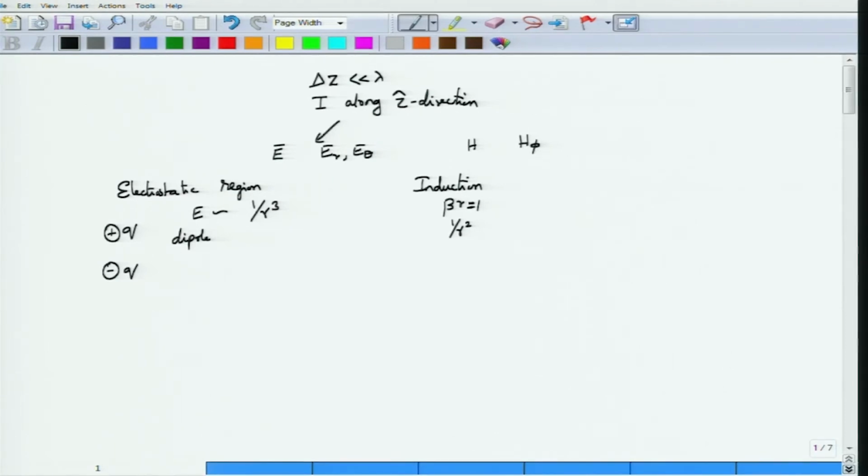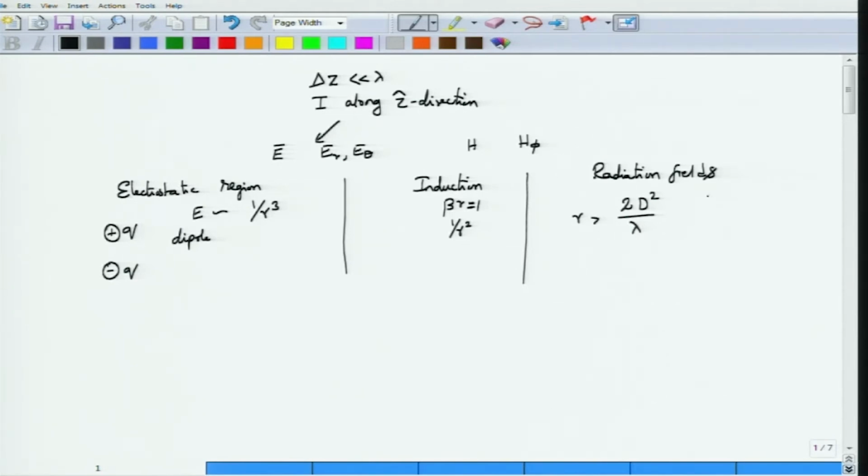But by far we are mostly interested in the region we call the radiative region, and the fields in that region are the radiation fields. This typically happens, as a thumb rule, and it is not necessary that this is exactly the border. The thumb rule is that if d is the maximum dimension of an antenna, then radiation fields would exist for distances greater than 2d square by lambda.